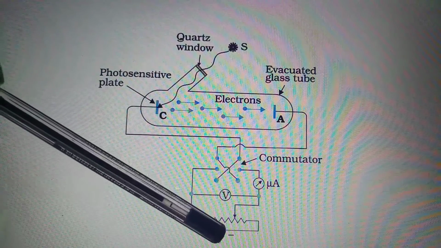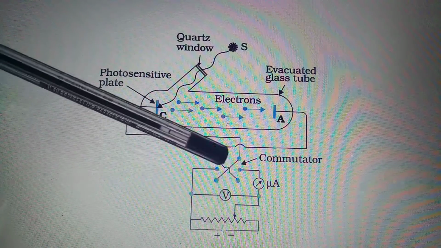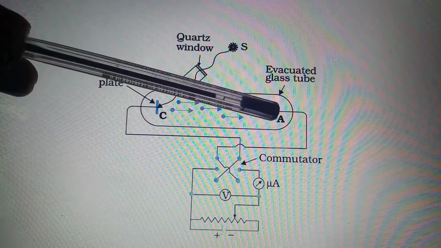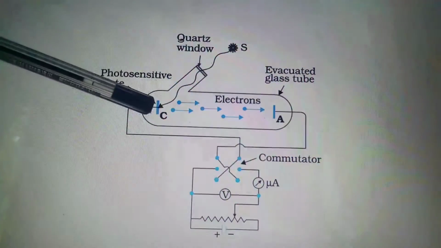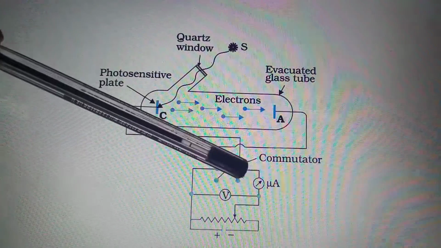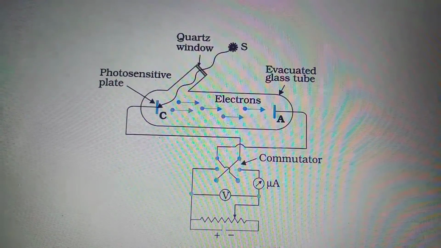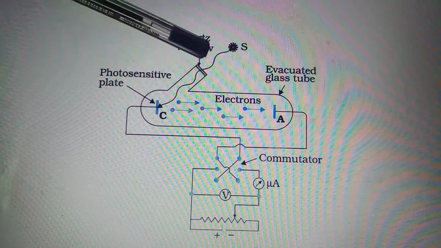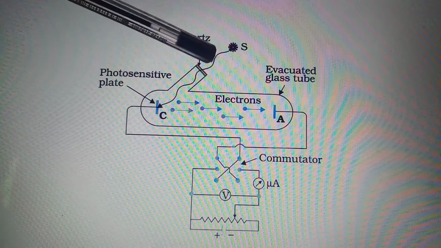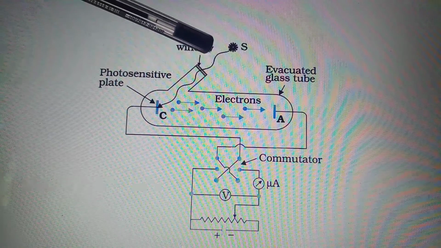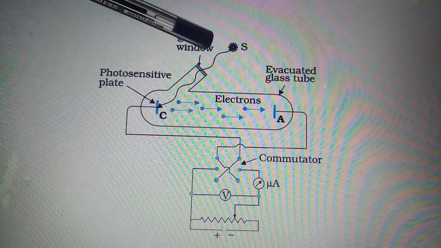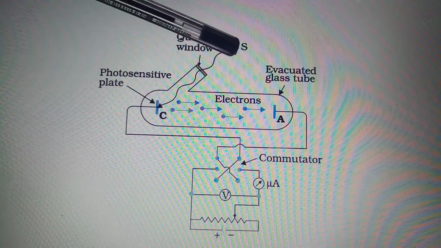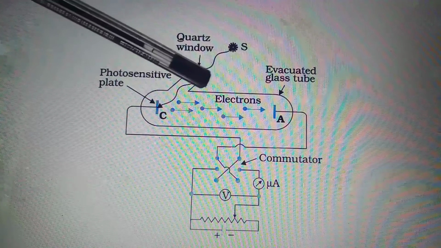For that we have a source of potential here, and a commutator. This commutator helps to maintain a potential which is positive or negative with respect to C. That is, we can change it to the positive side or negative side using this commutator. Now the light from the source S is coming through this window. We can vary the frequency of this light by using different filters. If you use a red filter, one frequency of light will come. If you use a green filter, we get a different frequency. So we can vary the frequency.